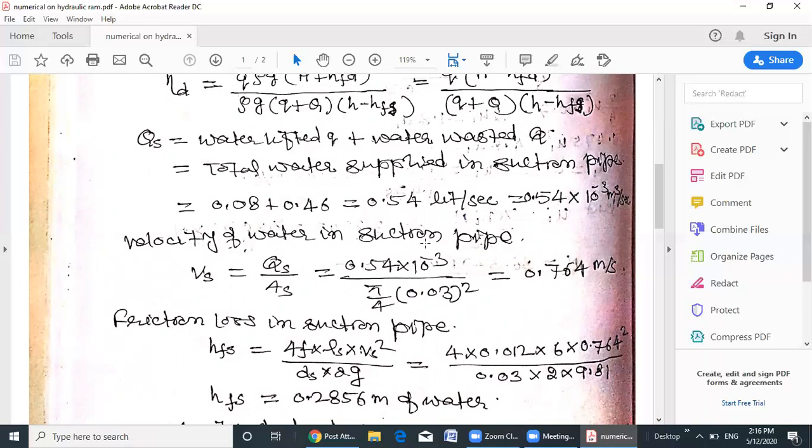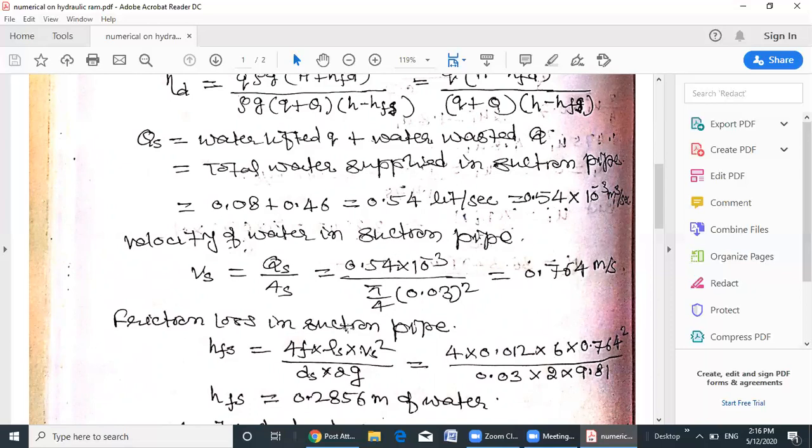Velocity of water in supply pipe is equal to Vs is equal to Qs over A suffix s. This is nothing but the formula from continuity equation. Discharge is equal to velocity into cross-sectional area. If you put the value of Qs and As, we will get 0.764 meter per second.